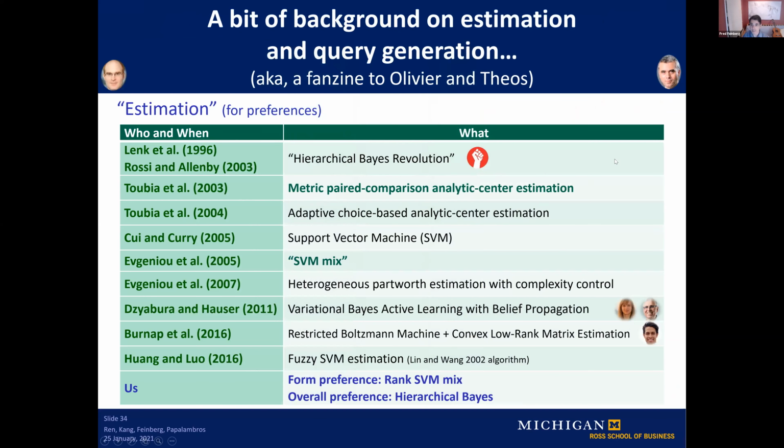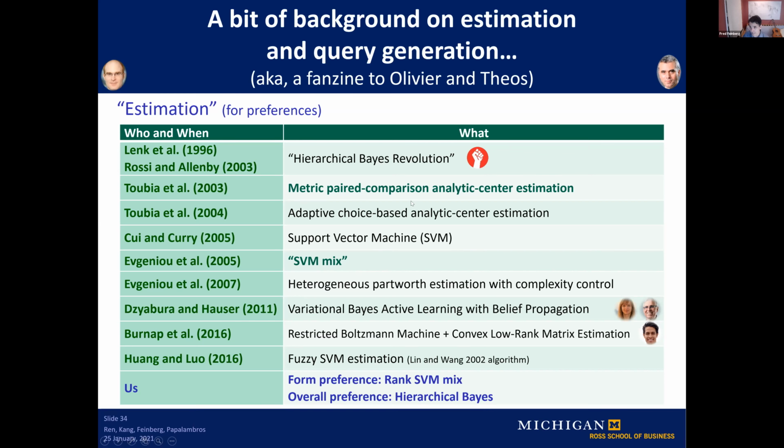So a little bit about estimation and query generation. This seems a bit like a fanzine to Olivier Toubia and Theos Evgeniou. They did a lot of the early work in this. Well, the really earliest work was in hierarchical Bayes. Peter Lenk and Wayne DeSarbo did hierarchical Bayes conjoint analysis in '96. And then there was the whole Allenby, Rossi and McCulloch juggernaut that came in the next 10 years where everybody did HB.